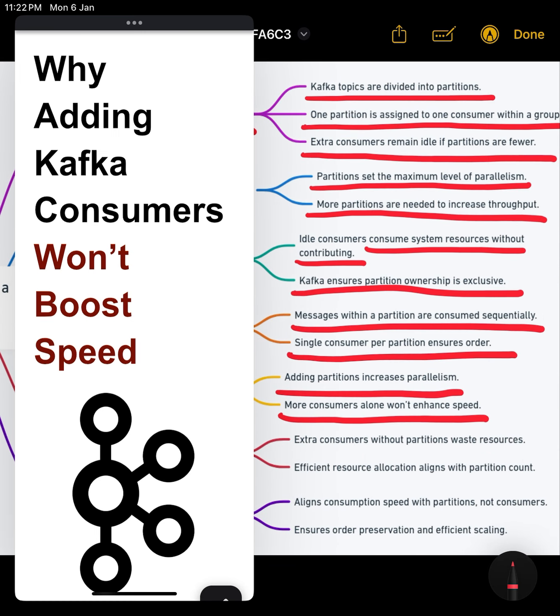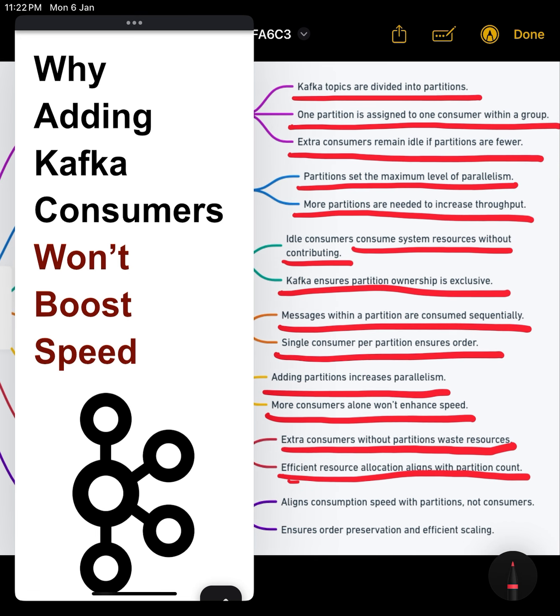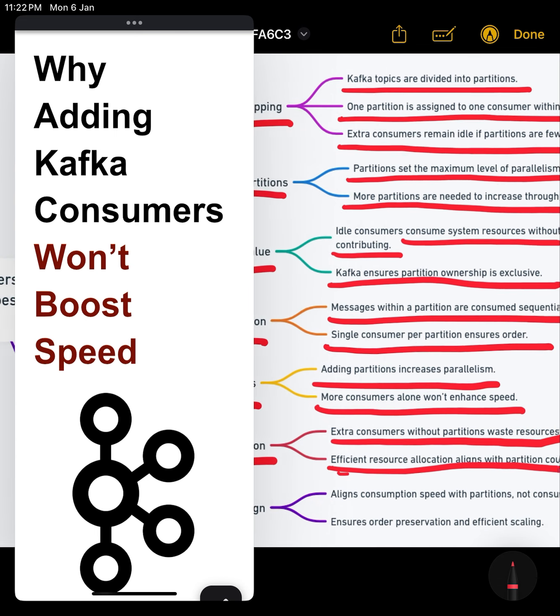6. Optimal resource utilization. Increasing consumers without increasing partitions leads to inefficiencies. Underutilized consumers: extra consumers remain idle. Wasted resources: each idle consumer consumes memory, threads, and network resources without contributing to processing.